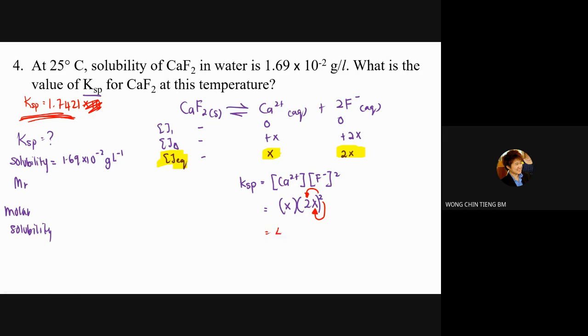So you will be getting your 4x cube. Alright, isu dia. Boleh tak masuk 4x cube dalam tu? Tak boleh. Kita kena kira molar mass, sebab yang dia bagi sekarang adalah your solubility in gram per liter. Molar mass 40.1 tambah dengan 19 times 2.